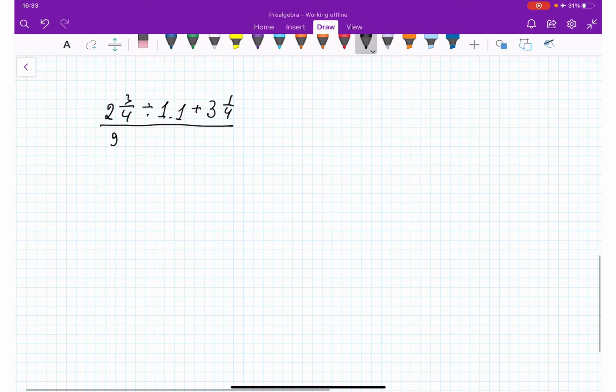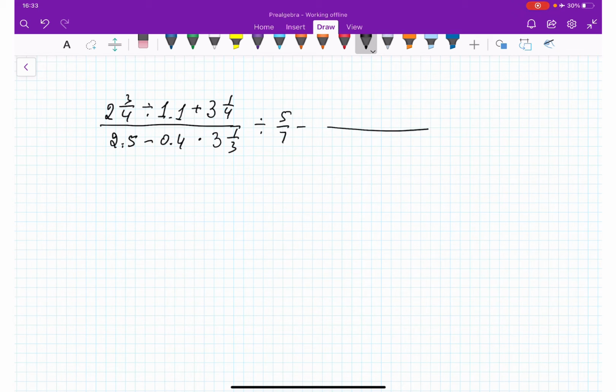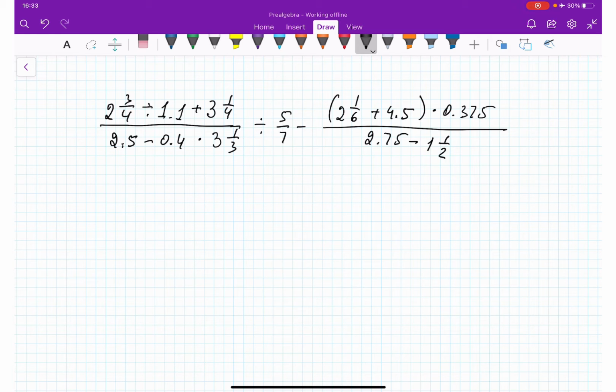divided by 2.5 minus 0.4 times 3.1/3. Then we divide by 5/7 and subtract 2.16 plus 4.5. This is in parentheses, times 0.375. Okay, and divided 2.75 minus 1 and 1/2.